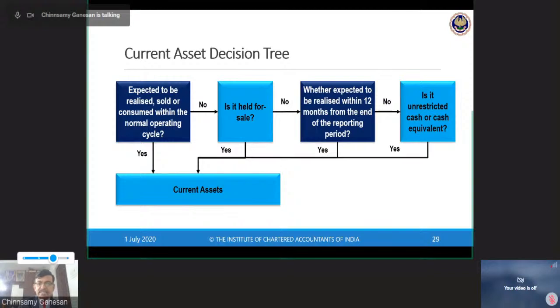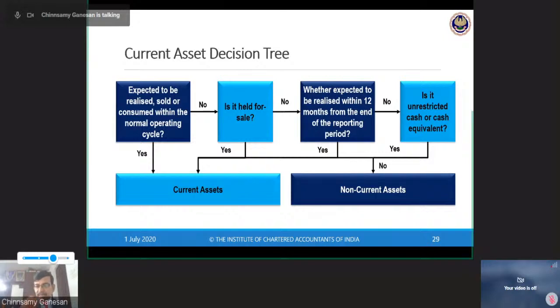If it is a cash and cash equivalent, it becomes a current asset. If I am saying the fourth condition is also not fulfilled, that particular asset will be considered as a non-current asset. Right? You are very clear now. Trade receivable, where the operating cycle is 14 months, not expected to be collected within 14 months, will become a non-current asset. So on that basis, you can put any item into the flowchart, you will get an answer for this.